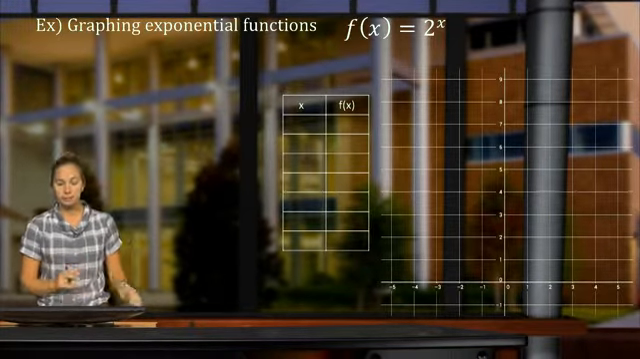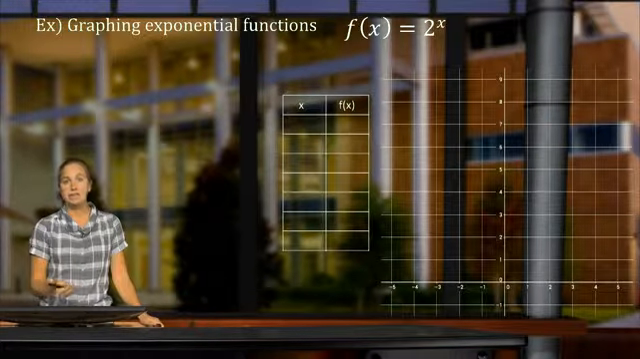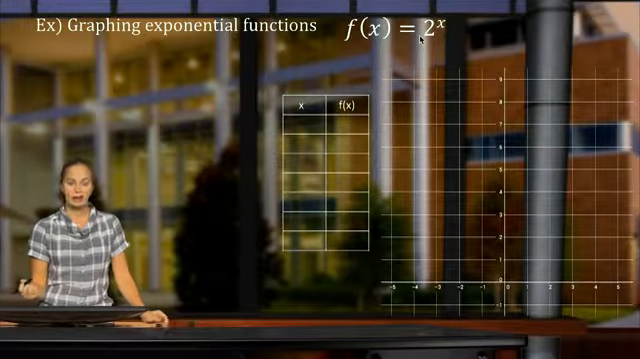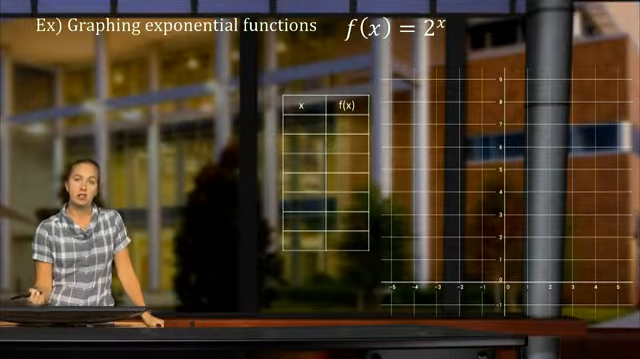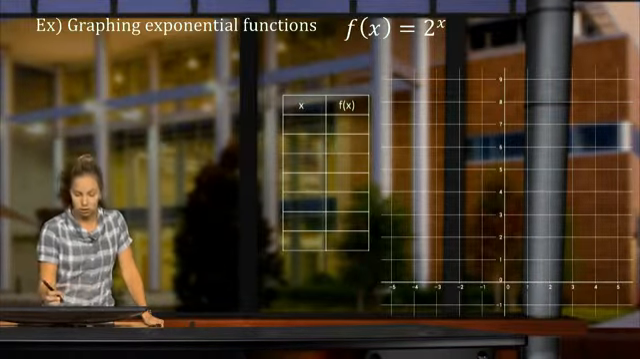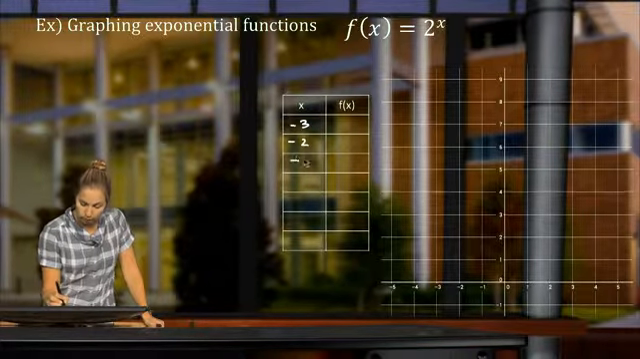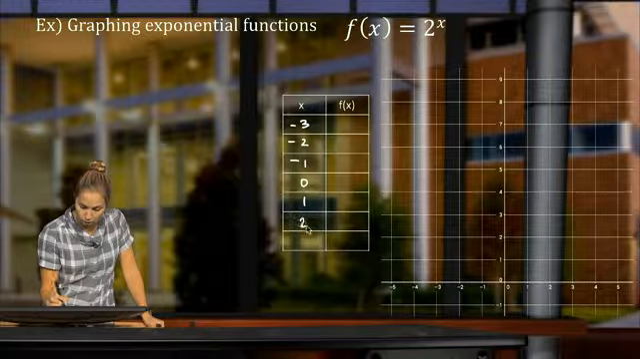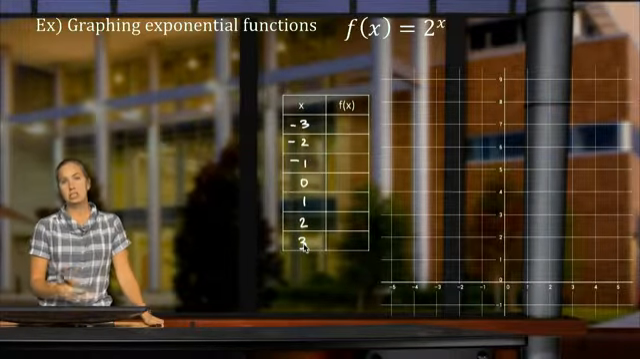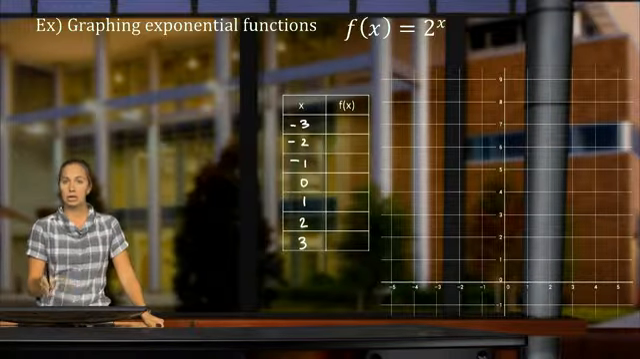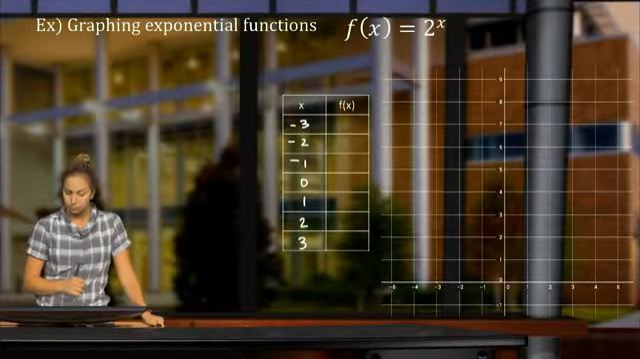So we can graph exponential functions by making a table of values. We're going to graph f of x equals 2 to the x. Now, for an exponential function, we don't actually have any domain restrictions. So we're going to plug in -3, -2, -1, 0, 1, 2, and 3, just so that we can see the relationship of the points and actually get a really good picture for this.